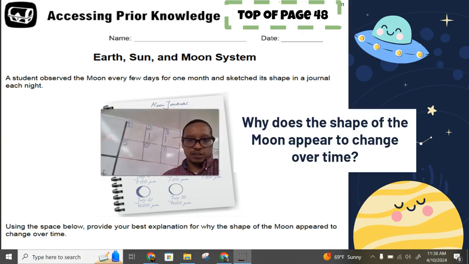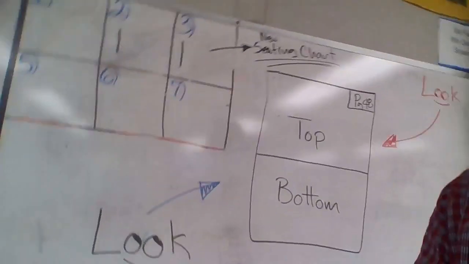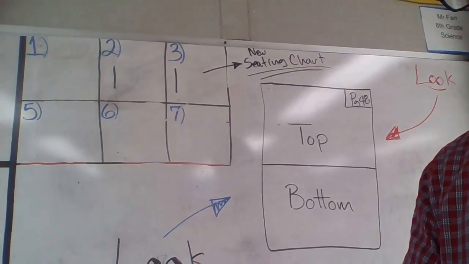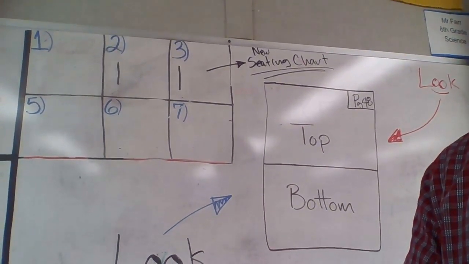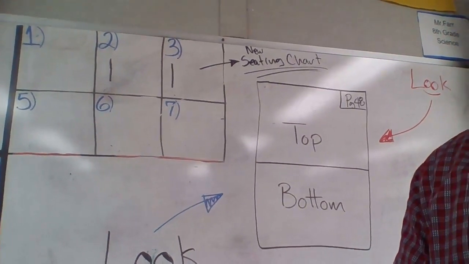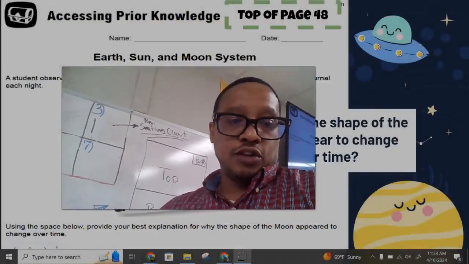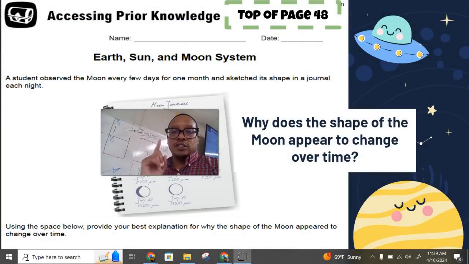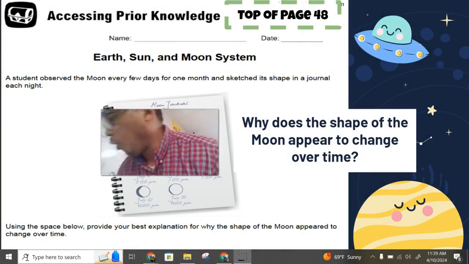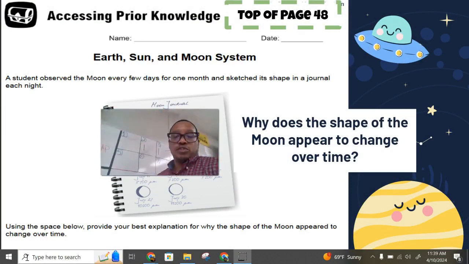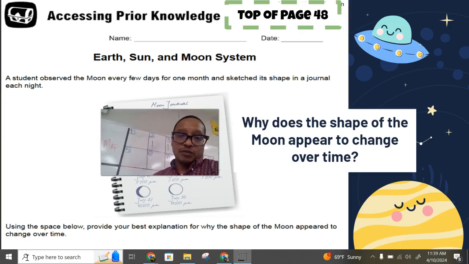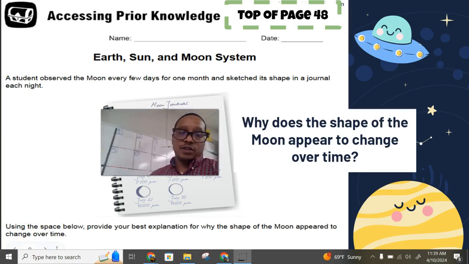Let's look here. So on the top of page number 48, you're going to draw that line right over the center, and then you're going to write the question in. So again, on the top of page 48, go ahead and write that question in, and then try to answer: why does the shape of the moon appear to change over time? So again, pause this video, get that written on the top of page 48, and then go ahead and answer the question. Write the question out and then answer it.